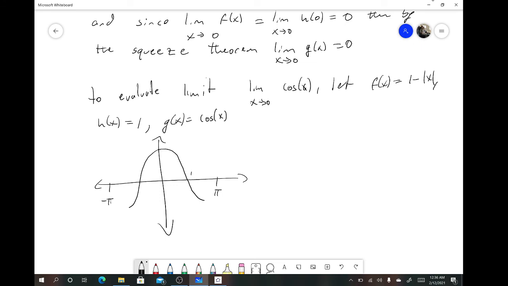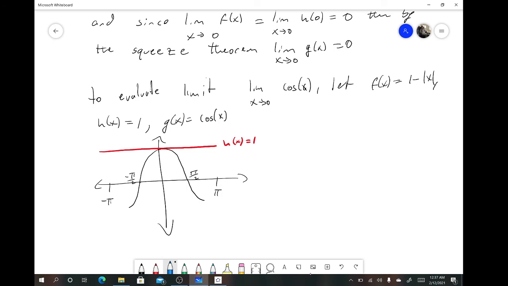So here we have pi over 2, negative pi over 2 at the intercepts, and then here we have the line of the function. Let me do it in another color. We have 1 over here, so this is going to be h of x equals 1.